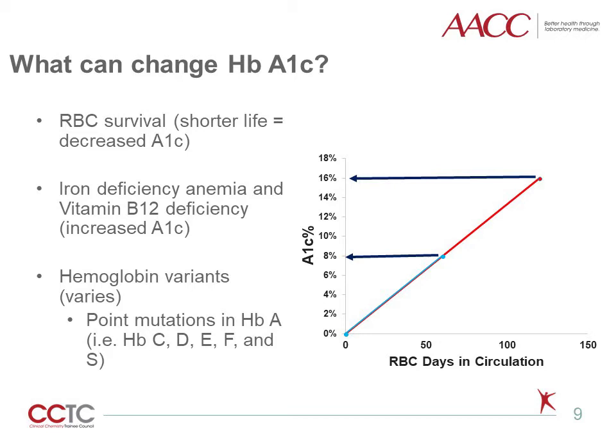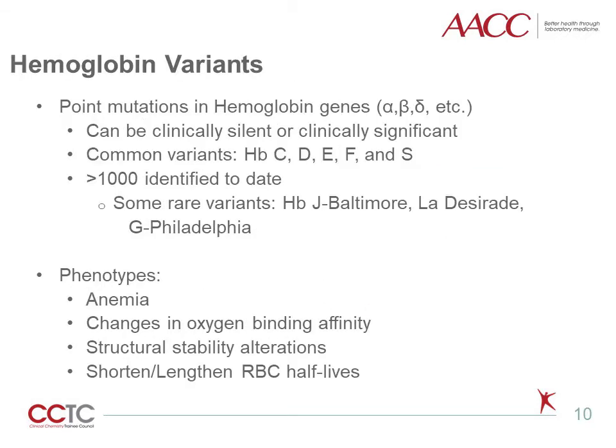Other factors that can change the hemoglobin A1c value include iron deficiency anemia and vitamin B12 deficiency, which can both lead to increased hemoglobin A1c percentages. Some of these variants are very common, like hemoglobin C, D, E, F, and S, and have been studied extensively. Most of the major manufacturers of hemoglobin A1c chromatographic methods have taken these variants into account when designing their assays and can typically report a hemoglobin A1c percentage even in the presence of these common variants.